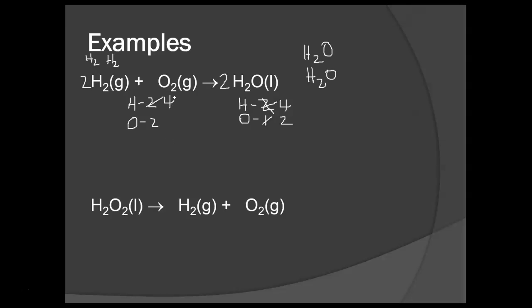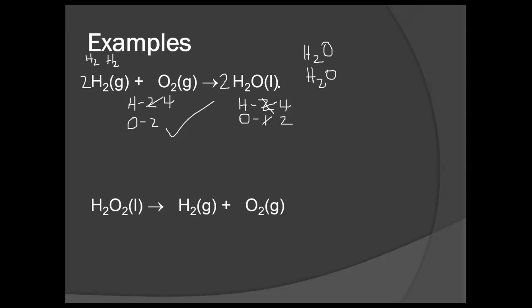So if we look at our tally, we have 4 hydrogens here, 4 hydrogens here, 2 oxygens here, 2 oxygens here, and it's balanced. Okay? In this next example, it's already balanced for us. We have 2 hydrogens and 2 oxygens on the reactant side, and we have 2 hydrogens and 2 oxygens on the product side. So that one was already given to us as balanced.